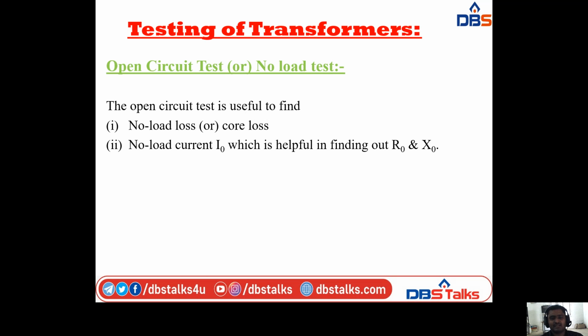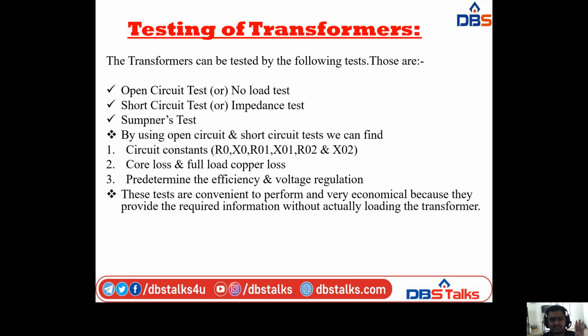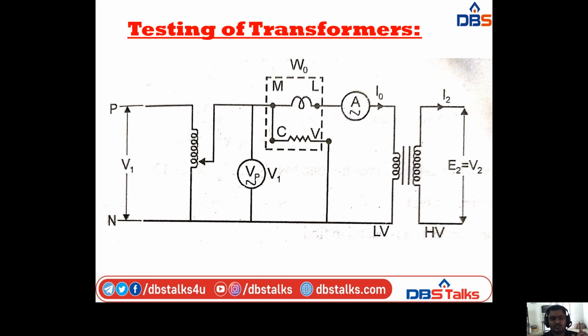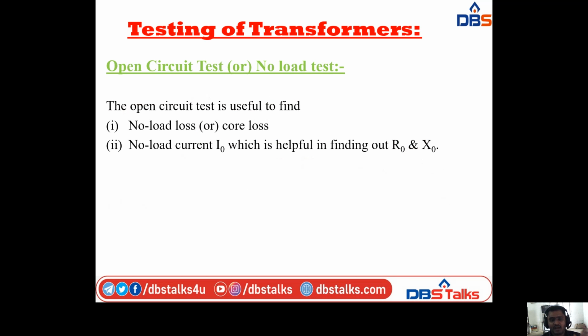So firstly, I will take the open circuit test or no load test. The open circuit test is useful to find the no load loss or core loss, and second, the no load current, that is I naught, which is helpful in finding R naught and X naught. Previously I said that by using the open circuit test and short circuit test we find the circuit constants, that is R naught, X naught, R01, X01, R02, X02.